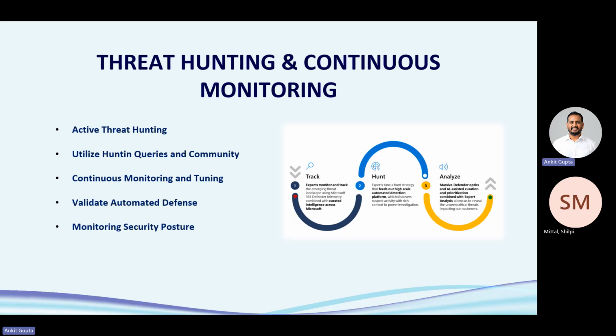Continuous monitoring also means watching automation itself. Dashboard shows how many incidents are auto-resolved versus needing human input. If certain alerts are consistently handled well by automation, expand its use. If analysts repeatedly reverse automated actions, refine or add exceptions.